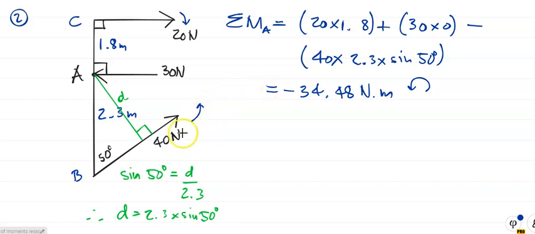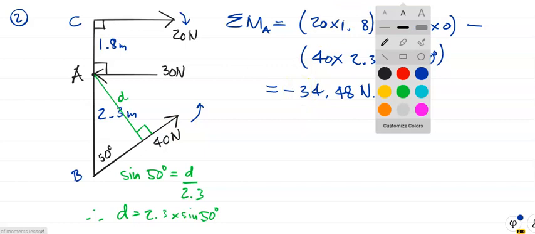But let's just say that we're going to resolve this one into components, as I spoke of earlier, and use those forces to take moments about A and compare that answer with that answer. We should get the same answer. And let's check it out.